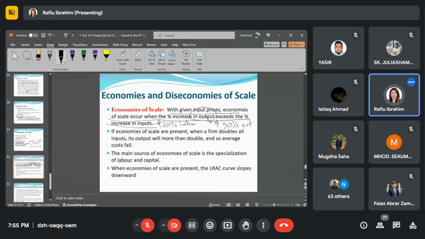Which is increasing more, the output or the labor? Output is increasing more. You are increasing your labor by 20%, but output increases by 30%. So as a producer, that's going to be profitable. If this is the scenario, then we say that the farm experiences economies of scale. If labor doubles, the output should more than double if economies of scale is present.